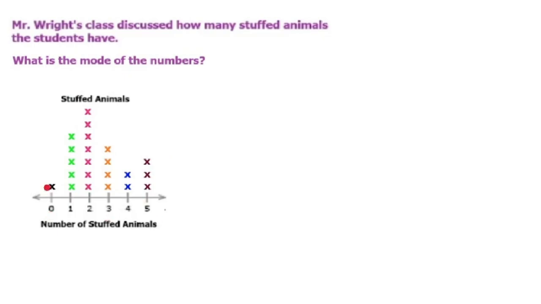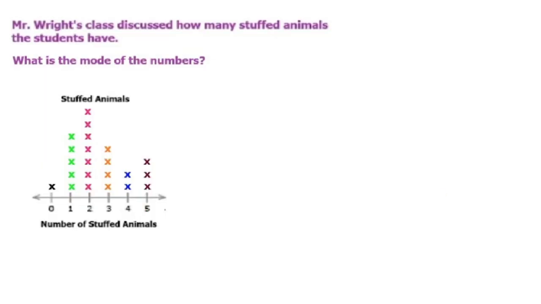So one student has no stuffed animals. And then 1, 2, 3, 4, 5 students have one stuffed animal. And here there's 1, 2, 3, 4, 5, 6, 7 students have 2 stuffed animals, and so on.